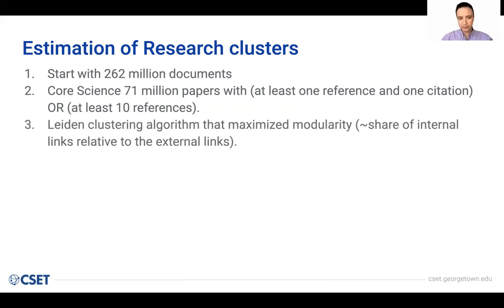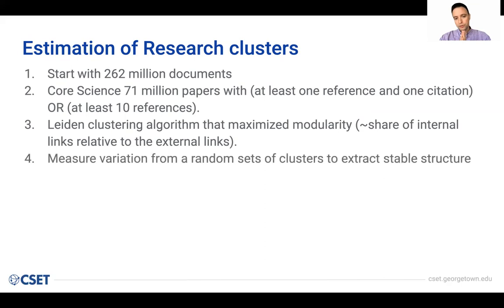Next, we use the Leiden clustering algorithm, which clusters this data into several hundred thousand clusters. The algorithm is designed to maximize modularity, which is roughly the share of internal links relative to external links. So basically, you want your clusters to be coherent, with a lot of links between papers inside the clusters and few links with the outside world.